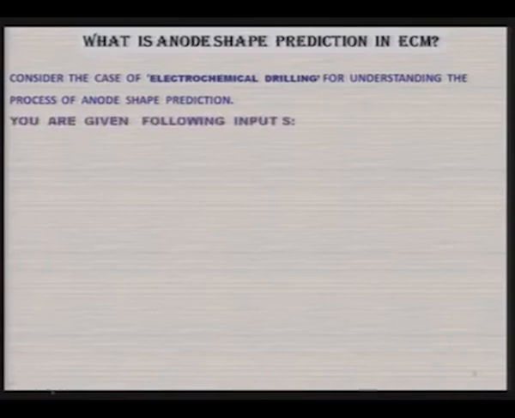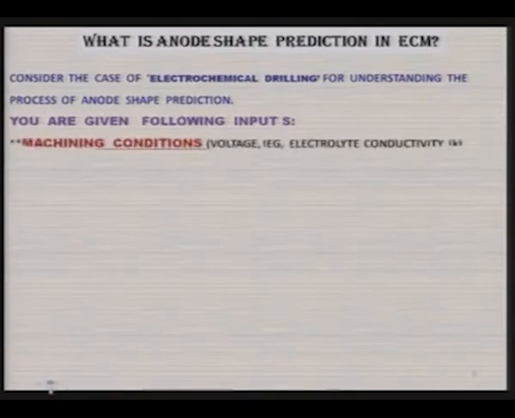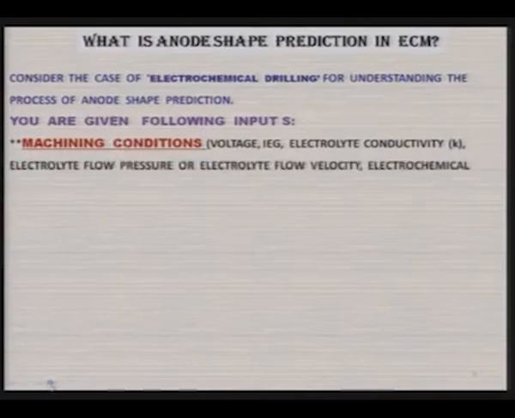While we are trying to predict the shape of the workpiece that you are going to obtain after the electrochemical drilling operation, not only drilling operation, you can say plain parallel electrode machining or any other purpose, you are given the following things. You are given the machining conditions that include voltage across the electrodes, inter-electrode gap, that is normally the initial inter-electrode gap, electrolyte conductivity, that is again the electrolyte conductivity at the inlet, electrolyte flow pressure, or you can calculate electrolyte flow velocity, and electrochemical equivalent of anode material.